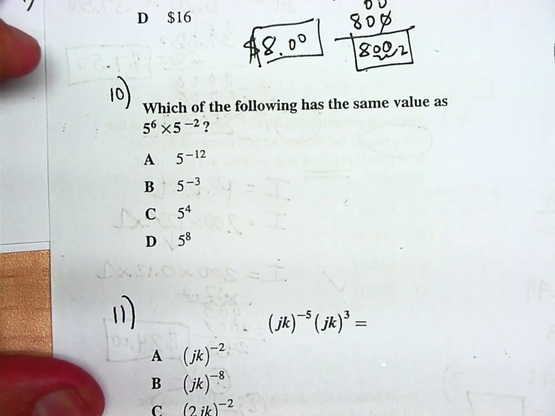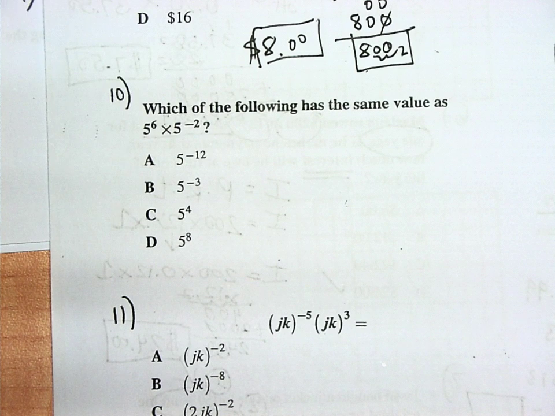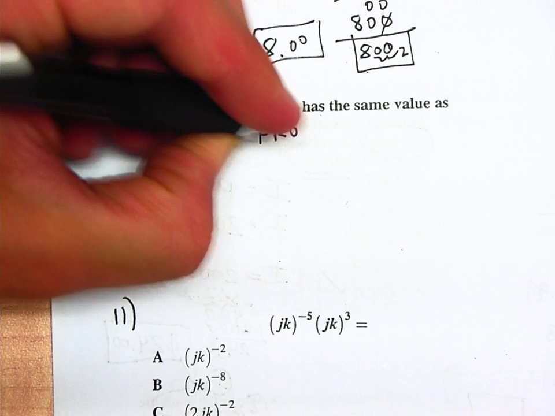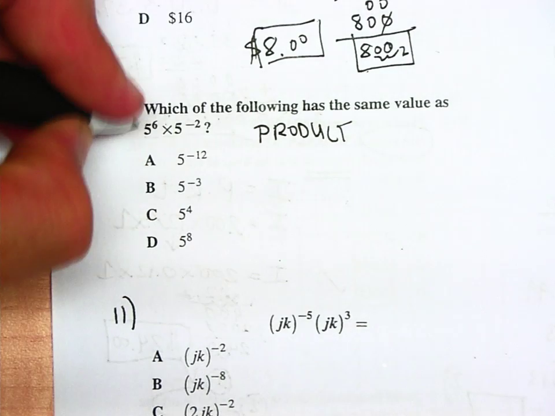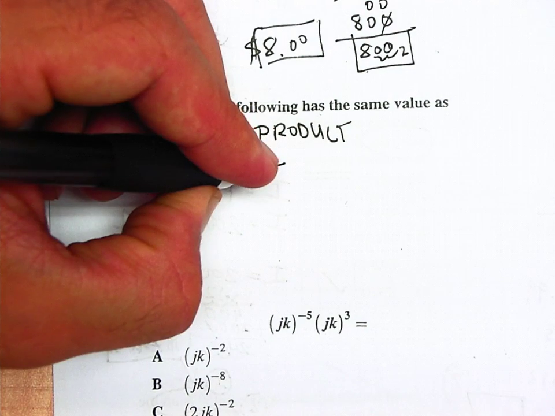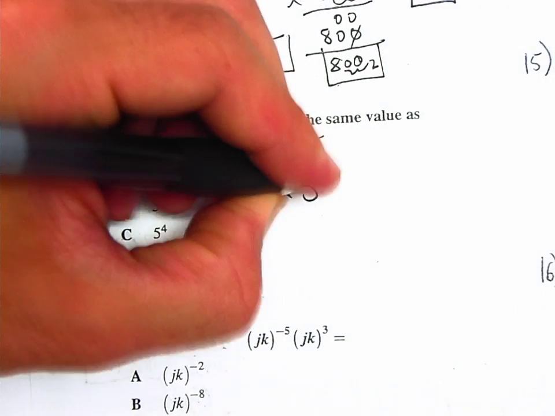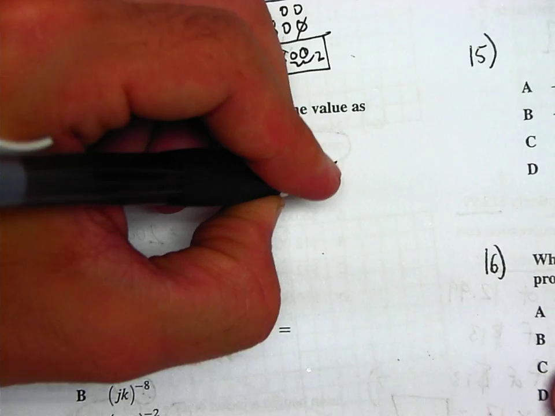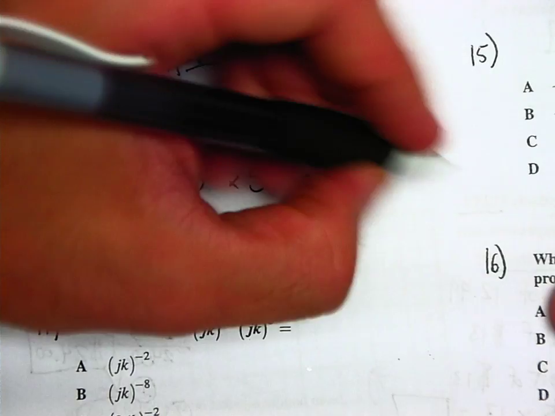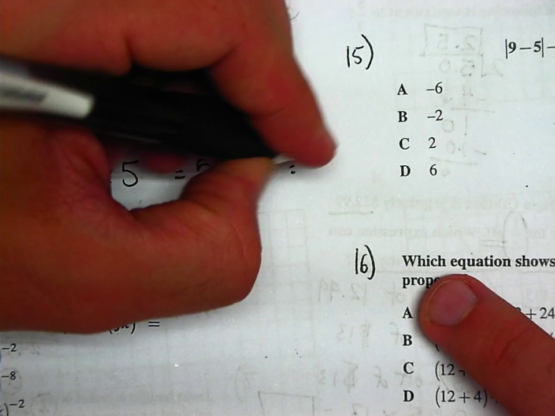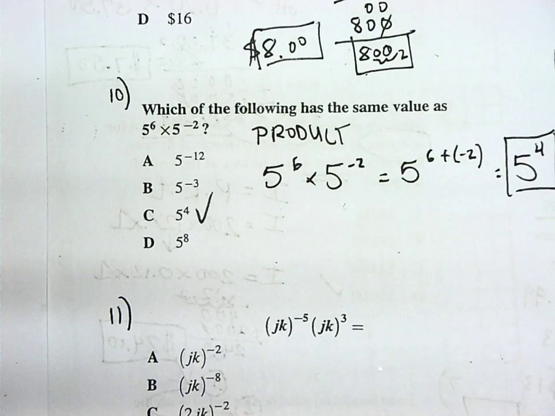Moving on, slightly different problem. Which of the following has the same value as 5 to the 6th times 5 to the negative 2nd? Using the product of powers rule, since I'm multiplying powers with the same base, I know that for 5 to the 6th times 5 to the negative 2nd, all I need to do is add the exponents and keep the base. So this is really 5 to the 6th plus negative 2. I just need to add the exponents. And so if I do that, 6 plus negative 2 is 4. And so my answer should be 5 to the 4th power.